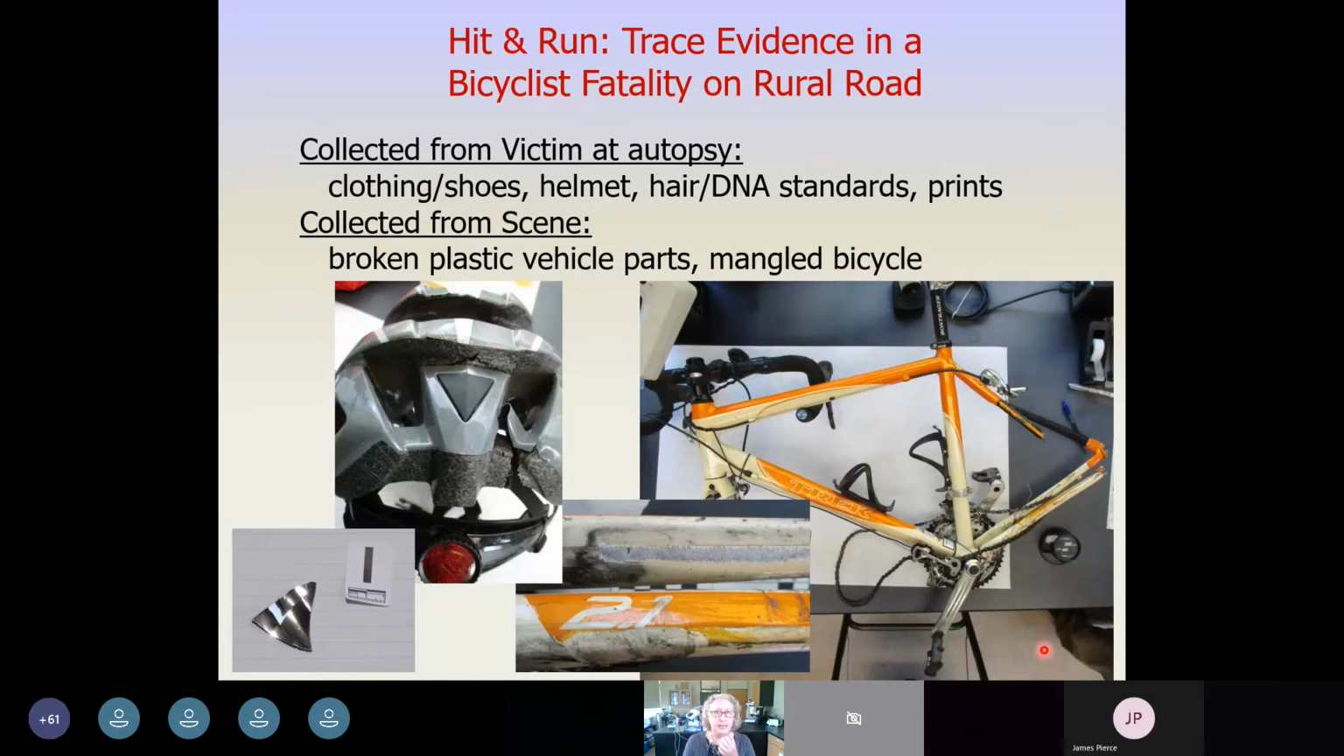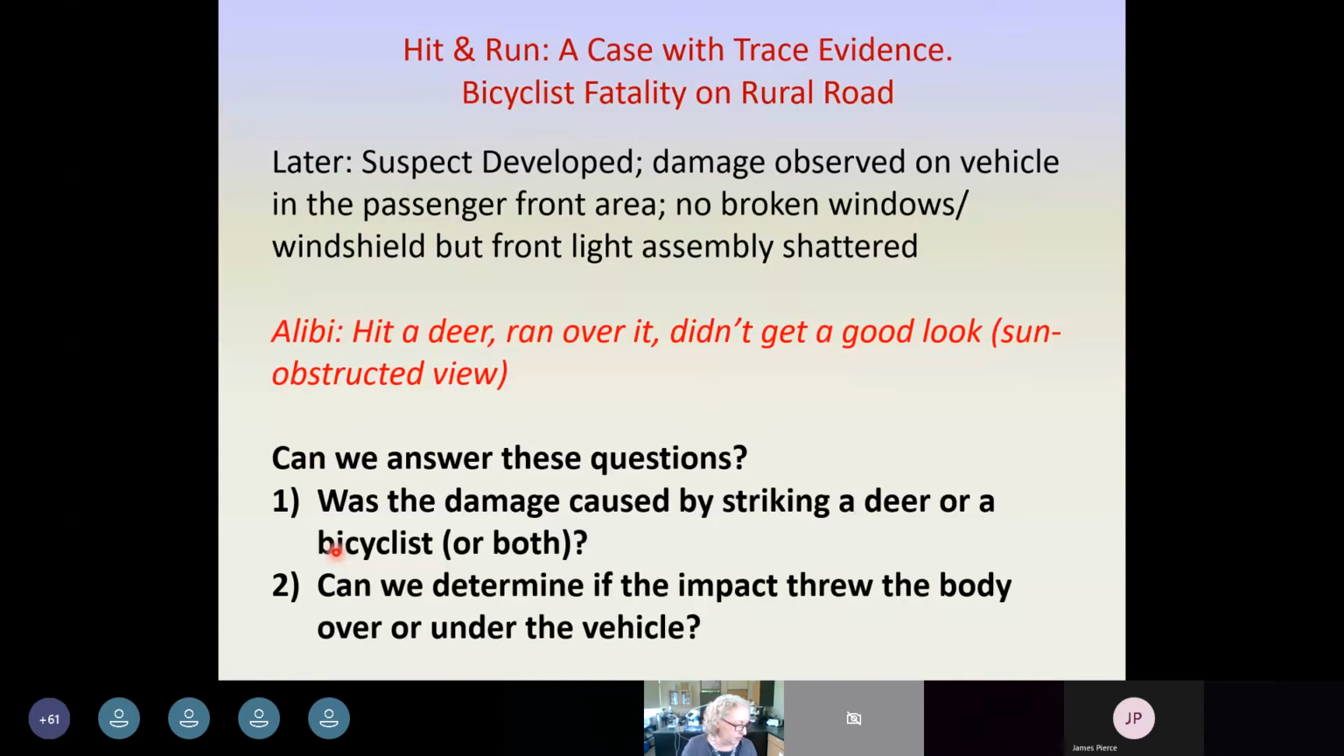So the scenario is we have a bicyclist fatality on a rural road, and the victim at autopsy was the source of multiple collections of evidence. Her clothing, shoes, and bicycle helmet were all collected, as well as standards of her hair, her DNA, and her deceased prints. And then from the scene where her bicycle and body were found, the collection was of the broken vehicle parts that were left at the scene, ostensibly by whoever hit her, and then her mangled bicycle, which you can see below. So here's her helmet, here's her mangled bike frame, and this is a close-up of a portion of it that turned out to be important later on, and this is one of the plastic vehicle parts collected from the scene itself.